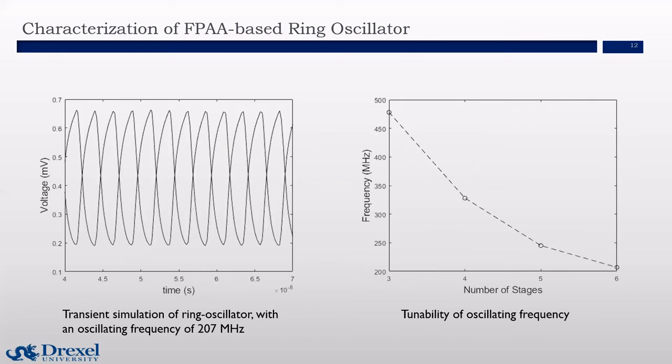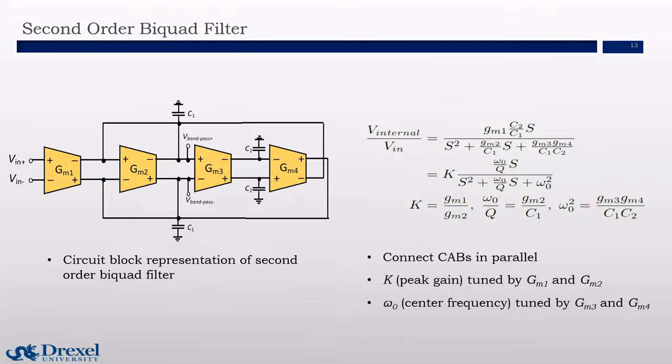The simulation result shows the transient simulation of the ring oscillator at an oscillation frequency of 207 MHz. On the right side shows the tunability of the oscillator frequency. Another example is the second-order Butterworth filter.